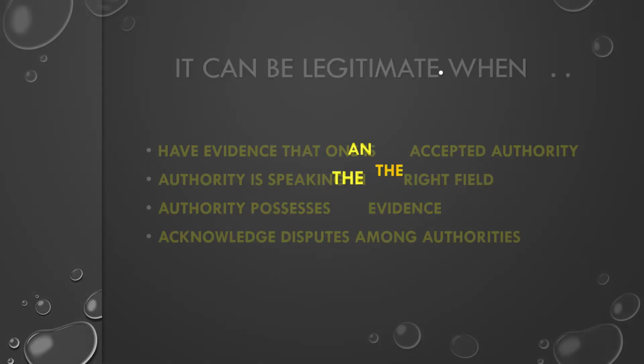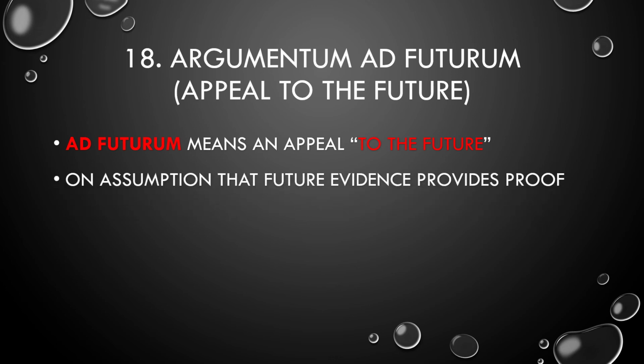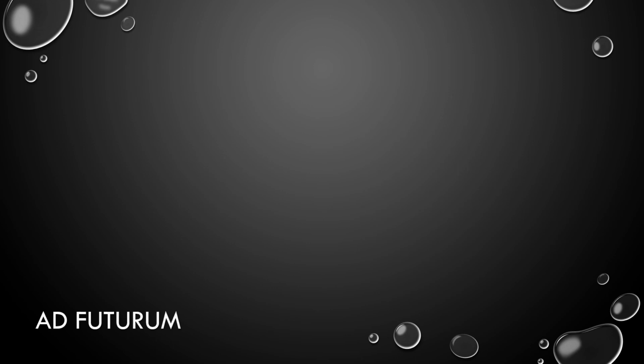But moving on to our next fallacy, which is the argumentum ad futurum, or the appeal to the future. Here we have an argument that is based on some hoped-for result that has not yet occurred. The arguer assumes the future is going to provide that evidence. The appeal, then, is to the evidence that doesn't actually exist, and unobservable evidence obviously is not evidence. We could schematize it this way.